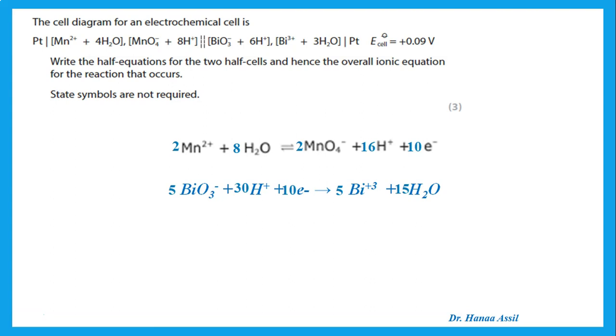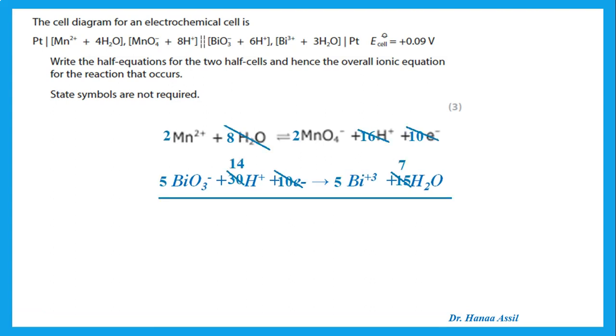And then we cancel whatever is the same before and after the arrow. So the 10 electrons will be cancelled. But I also have water before and after the arrow. So I cancel them and write what is left. I have H+ before and after the arrow. I cancel them and I write what is left. And the overall equation is just writing everything before the arrow and everything after the arrow. So that is my overall ionic equation.